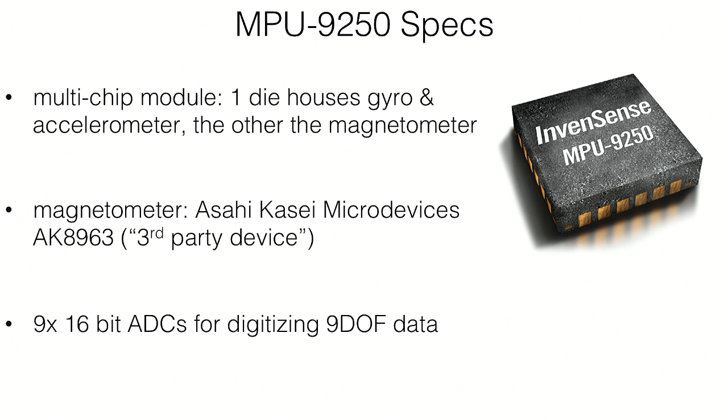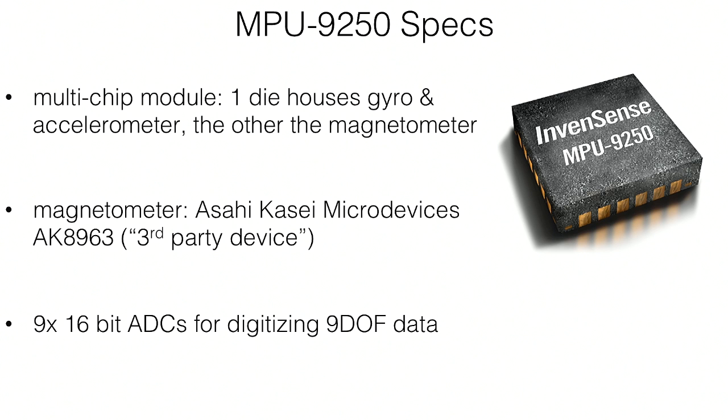So let's look at the sensors that are on the IMU here. We have gyro, accelerometer, magnetometer. The magnetometer is actually referred to as a third-party device in the spec sheet. So InvenSense only makes the accelerometer and the gyro. The magnetometer is from a different company. Each of these takes analog measurements that are then digitized by an analog to digital converter. And these ADCs, for each of the 9 sensors, have 16 bits.